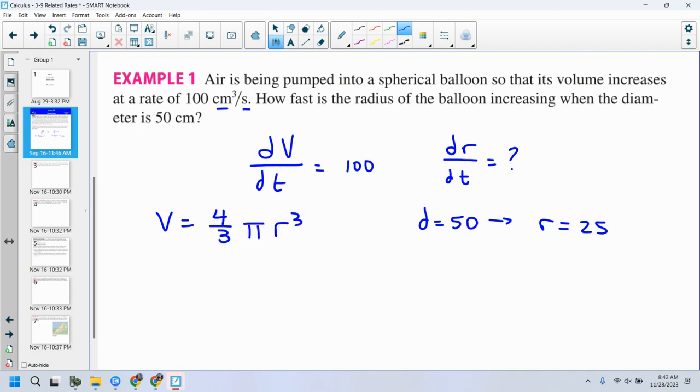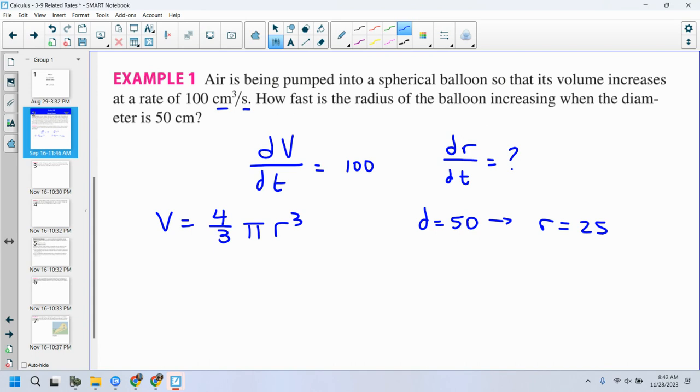I will give you any standard formulas that you need, like volume formulas and area formulas. I'll give you all of that. It's not like you need to come up with that in your brains. So there's our volume formula. Volume of any sphere is 4/3 pi r cubed. Okay, now I need dv dt, right?